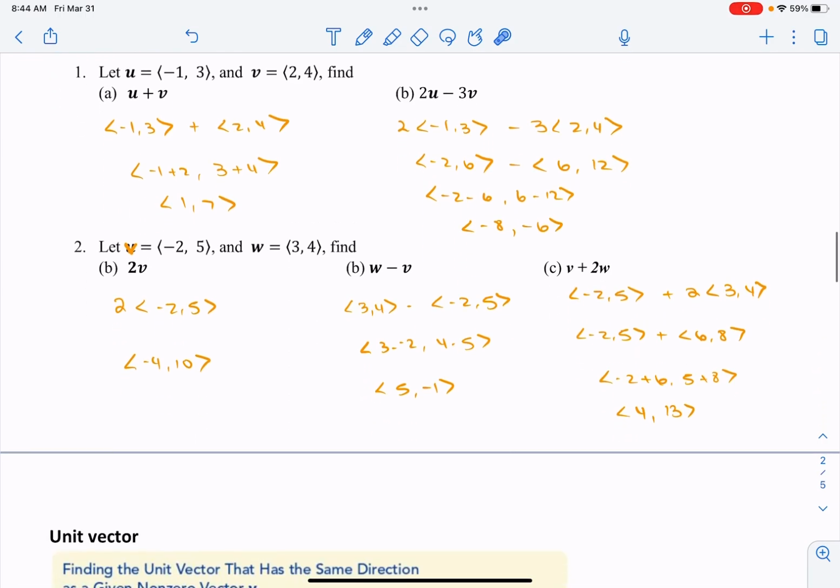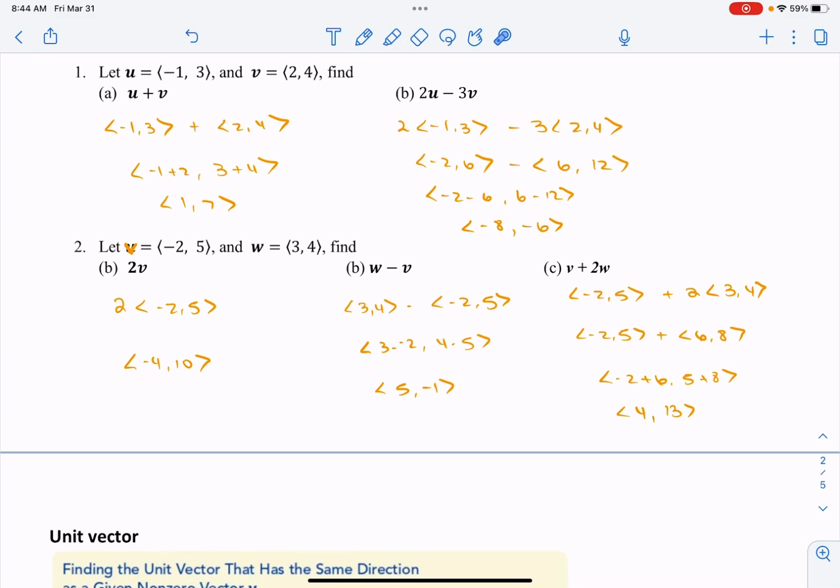Notice the next one. This is our v is equal to this vector, -2, 5. And w is our vector 3, 4. So here it says 2 times. So we're going to multiply. We get -4, 10 as our new vector. Here we're subtracting them. So 3 minus a -2 and 4 minus 5. That will become a positive, which is going to give us 5. And 4 minus 5 is -1. And that's our new vector.